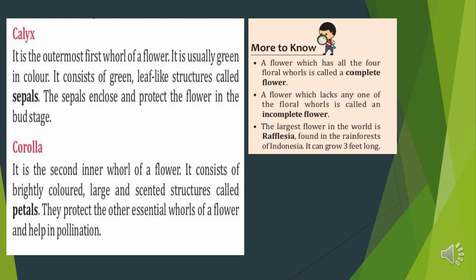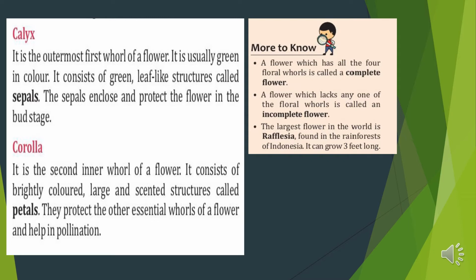The first one is calyx. It is the outermost wall of a flower. It is green in color. It consists of leaf-like structures called sepals. You can see in your figure, parts of a flower, the green color part. This is called the calyx, and you can say it's sepal also. In the diagram, it is written sepal. Sepal and calyx both are the same.